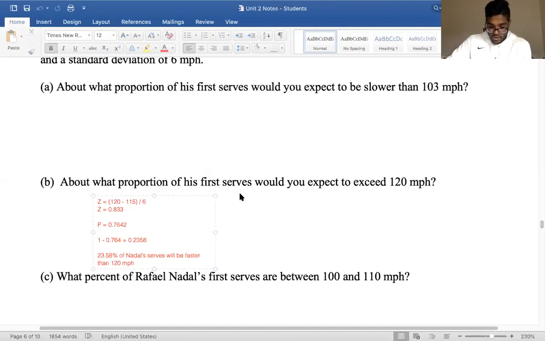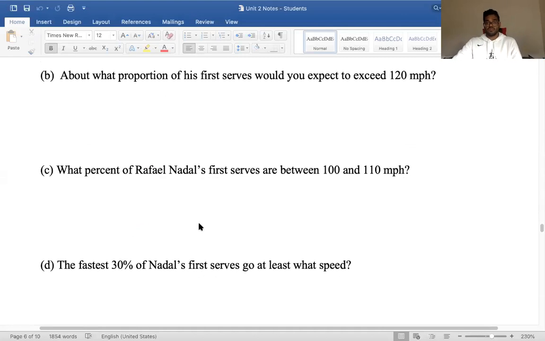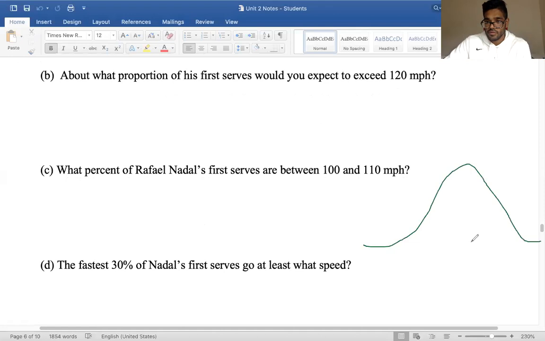Okay. Move on to the next one. What percentage of Nadal serves are going to be between 100 and 110? Same thing, we're looking in the middle. So graphically, if you want to see it, do this real quick. 115 is here, 110 is below that, so here's 110, and roughly 100 is below that. So we're trying to find this area here.